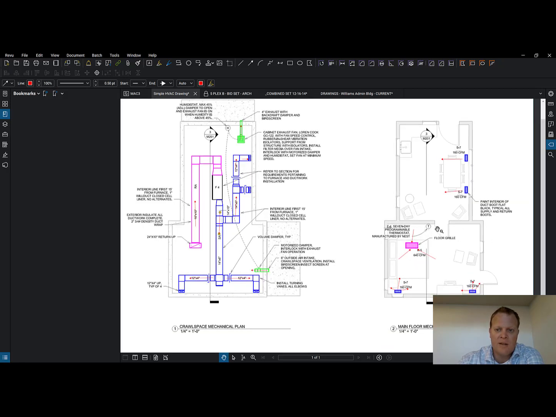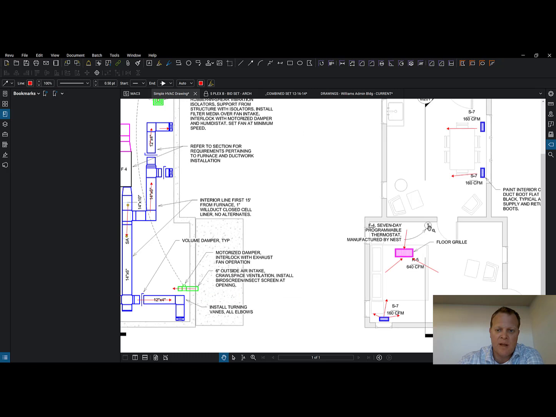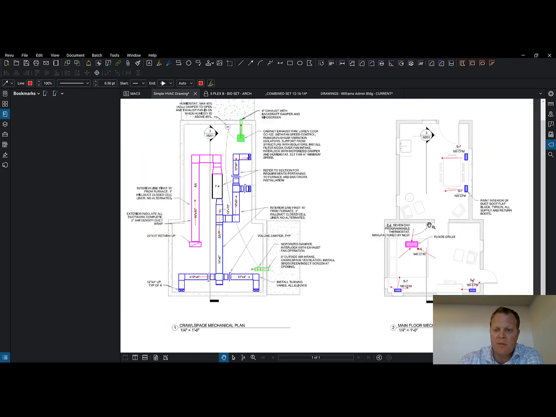So what about this thing right here? They've got the 7-day programmable thermostat manufactured by Nest. That is definitely part of the system, right? It's telling this when to turn on and off. What set point are they trying to get to with this air? So that's part of the system. That's coordination that needs to happen. So let's just figure out a little bit of coordination that needs to be done here.